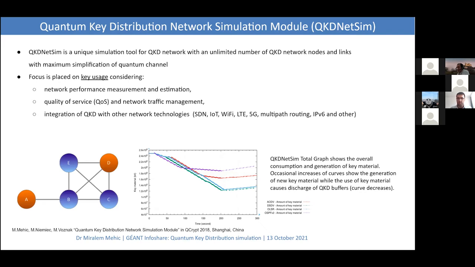Should we use IPv6? Should we use multiple routing? Which routing protocol should we use? Where, on which layer should we apply it? How to integrate it with the different technologies? And that is the answer why basically we developed this whole simulator.